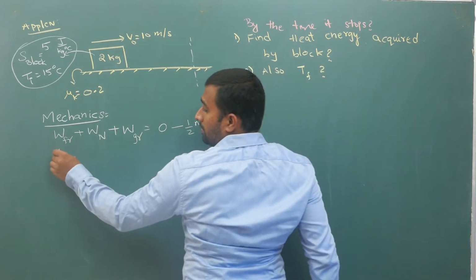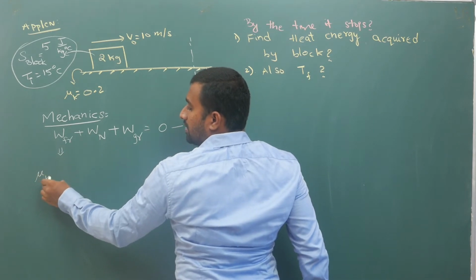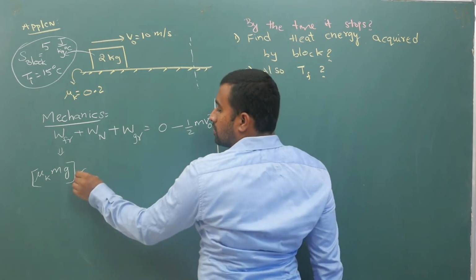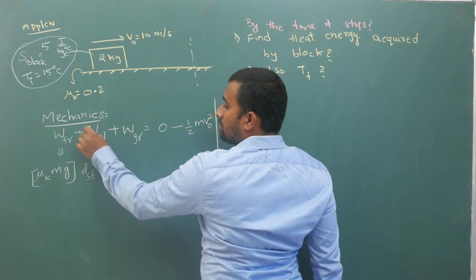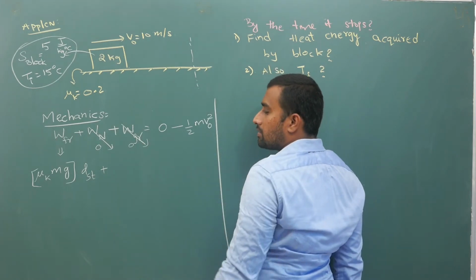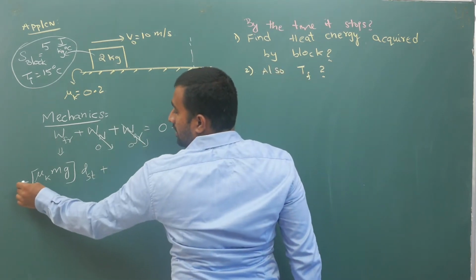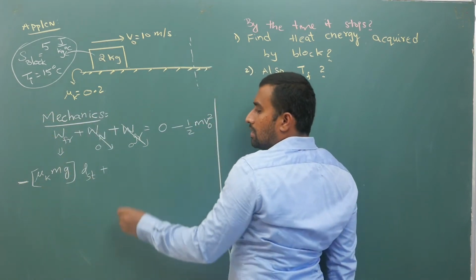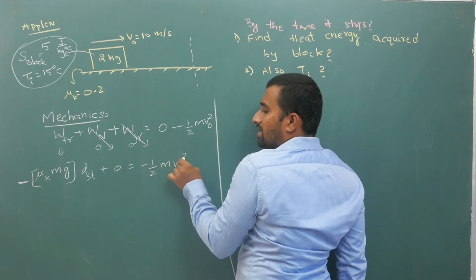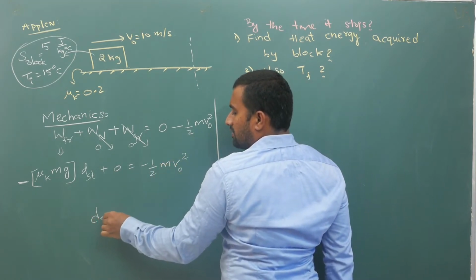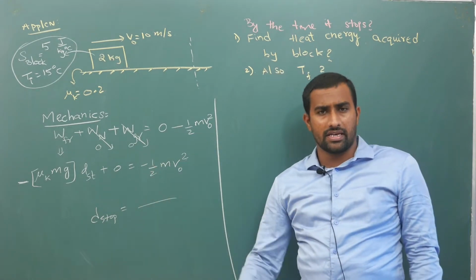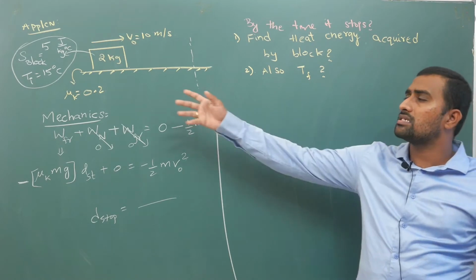And if you are asked the stopping distance, it will become work done by friction. Frictional force is mu k into N, so that is mu k m g into stopping distance, plus work done by normal reaction, which is 0. Work done by gravitational force is 0 because they are perpendicular to each other. This is negative because frictional force will act backwards, and then plus 0 is equal to minus half m v naught square. From here you calculate the stopping distance and whatever else is asked. This is what you usually do in mechanics, but here in thermodynamics this is not the question.